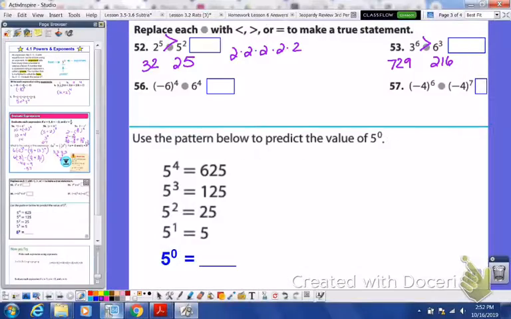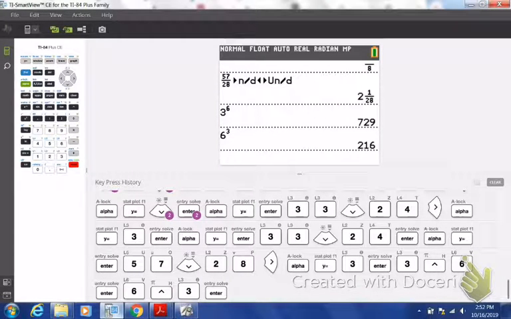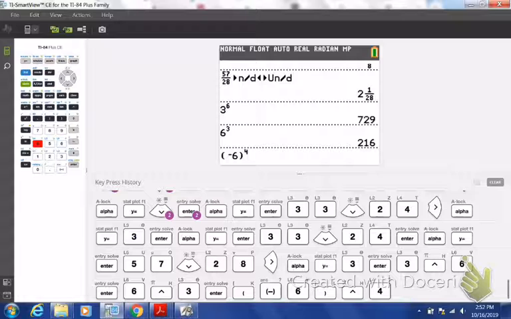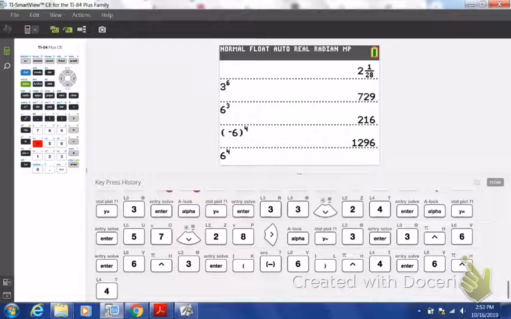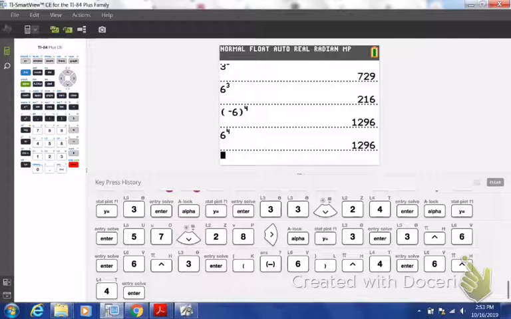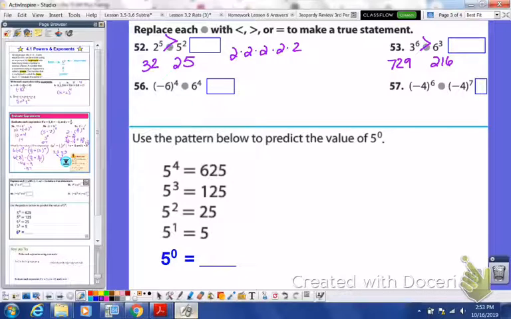And then -6 to the 4th compared to 6 to the 4th. Well, if I pop over here, oops. Make sure you use parentheses. So inside -6, close parentheses, caret key to the 4th, 1,296. And then we were comparing that to 6 to the 4th. Notice this time we get the same answer, so 1,296. Copy that over here. So they are equal.